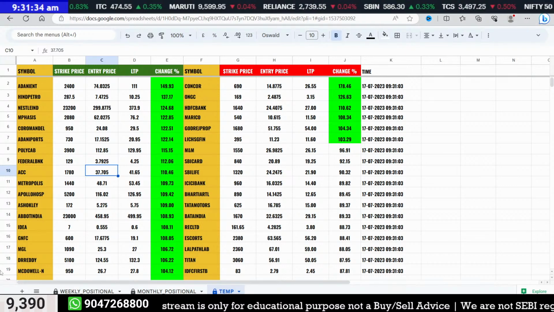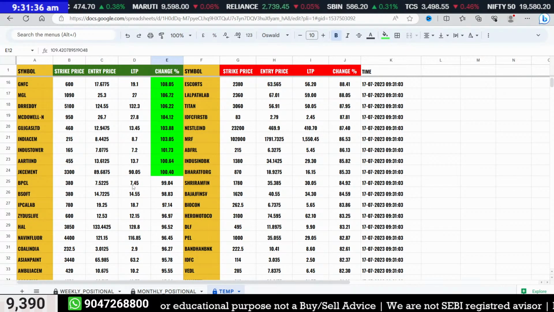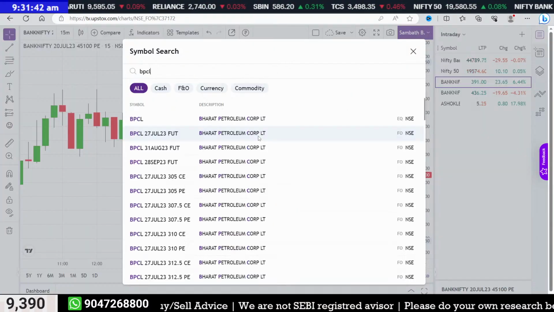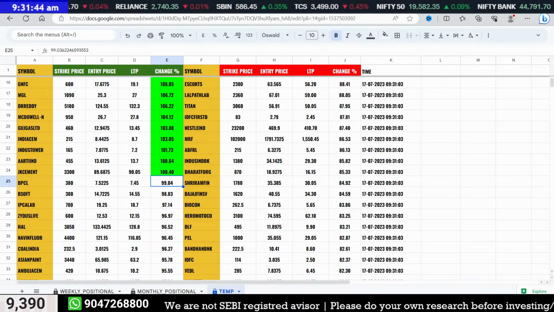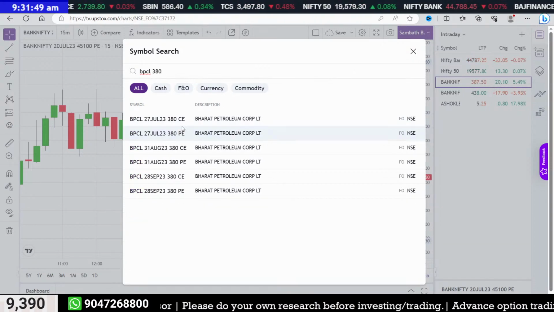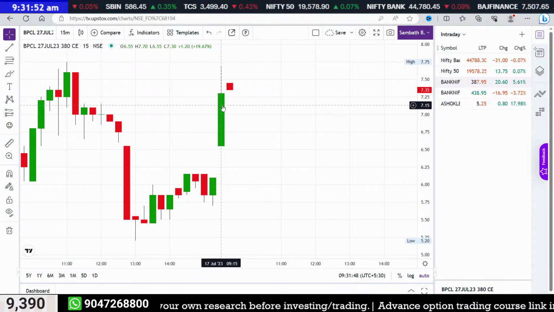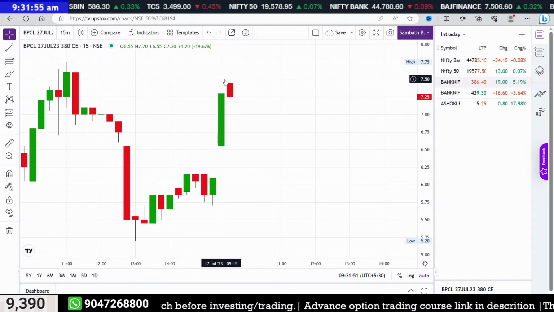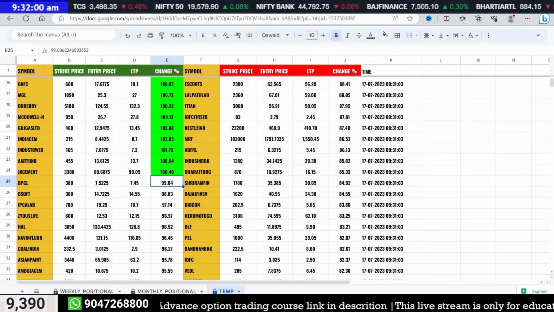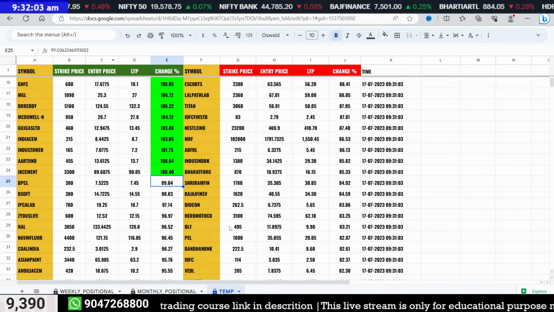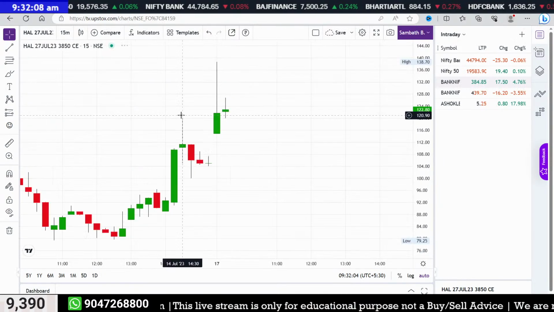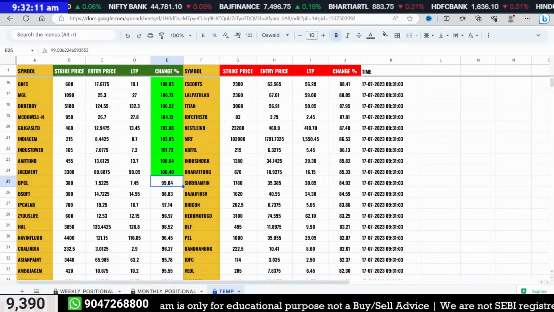On the call side, something like BPCL 7.5. What is the lot size of BPCL? The strike price is something around 380. After 9:30, 7.3 is the current price, and in the first 15 minutes it went to 7.7. Then HAL 263850, and it made a 138.